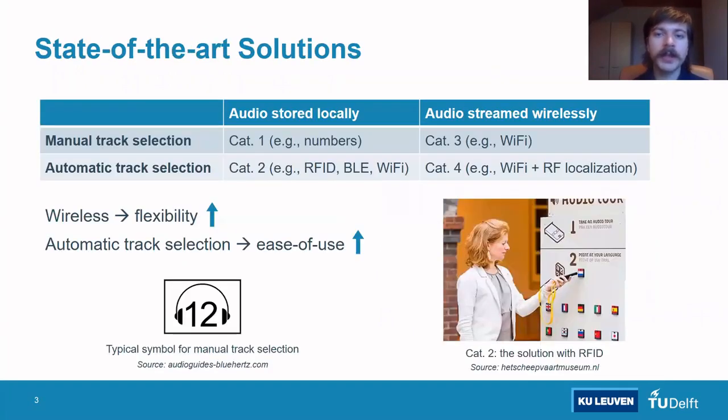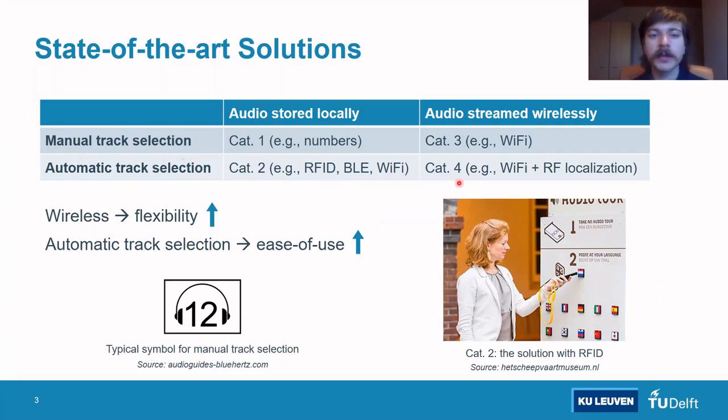We categorize the current state-of-the-art audio tour systems into 4 different categories based on their principle of operation. Category 1 systems are the simplest and currently the most widespread. In these systems, the audio is stored locally on the user device, and the audio tracks are manually selected by the user on this device.